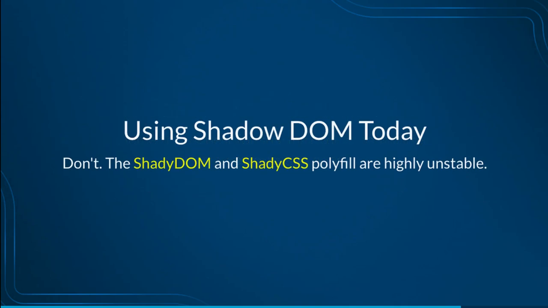Shadow DOM is a little bit of a different story. Don't use it today, right? Unless you're targeting only Chrome or only Safari, the polyfills just aren't there yet. There's two, and they're supplied by the Web Components team, which is the team that kind of is behind Polymer. And they're called Shady DOM and Shady CSS. So Shady DOM implements the APIs that you need, and Shady CSS implements the CSS scoping using some string replacement and some other fancy things.